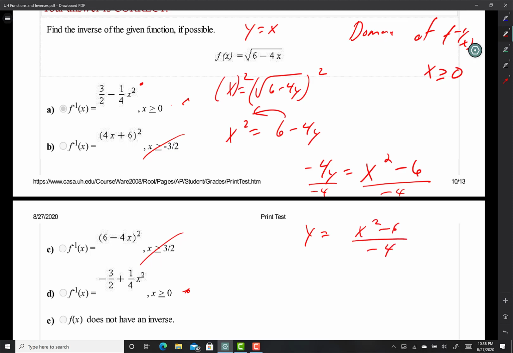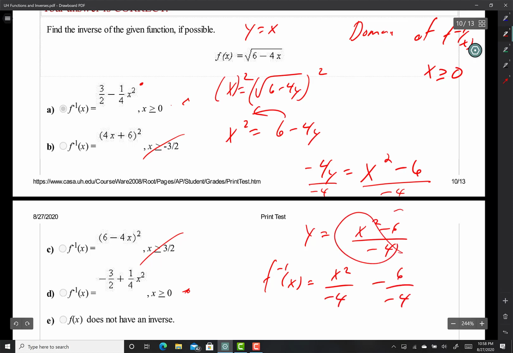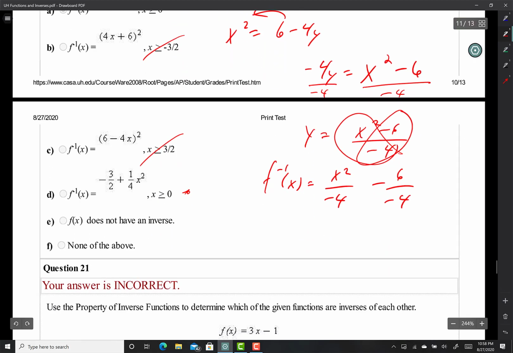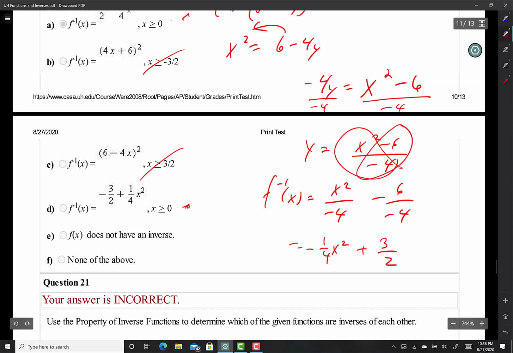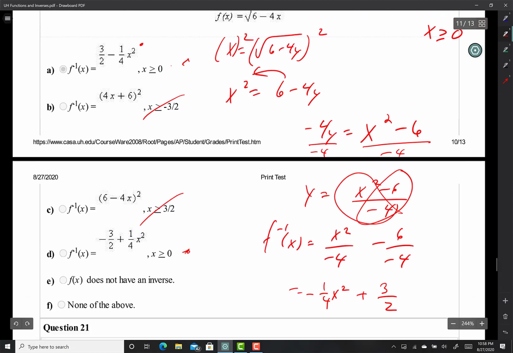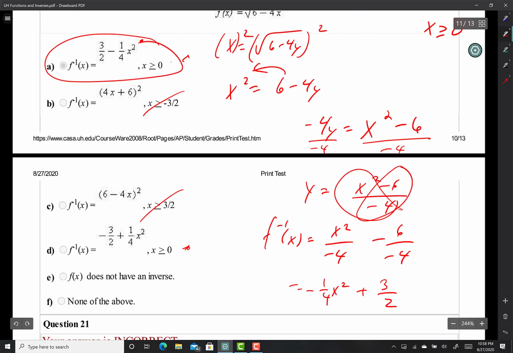And they don't do that? Well, they kind of do. So here it is. I'm going to split it up, guys. x squared over -4 minus 6 over -4. You can rewrite it like that. So now that just turns into a -1/4 x squared. And the negative divided by a negative is a positive. And then the 6 over 4 reduces to 3/2. So if we look for that, there it is right there. They were at the 3/2 first.